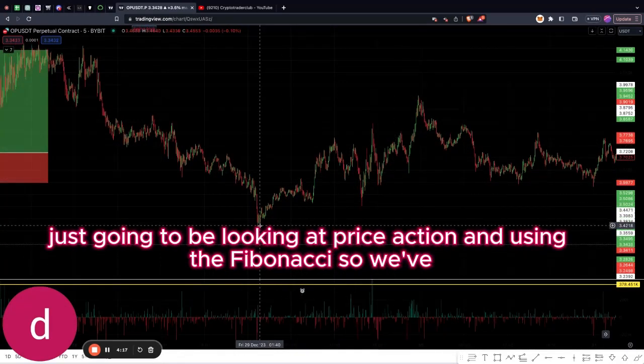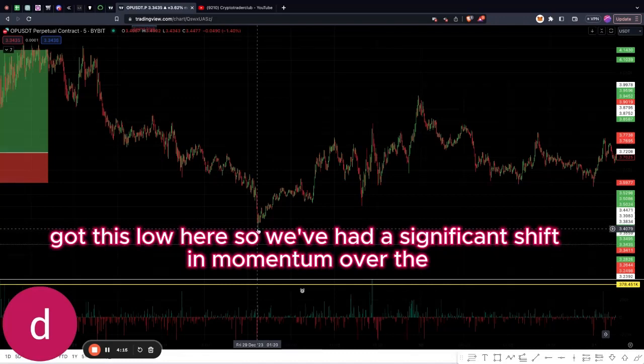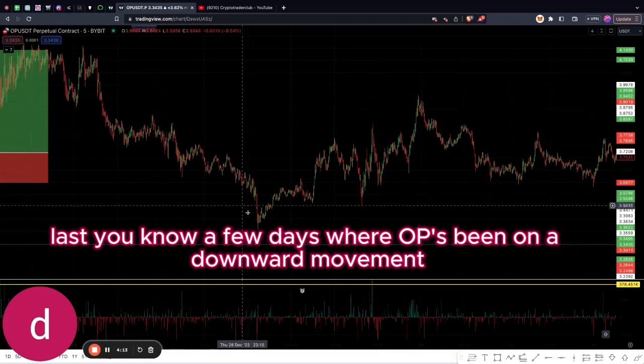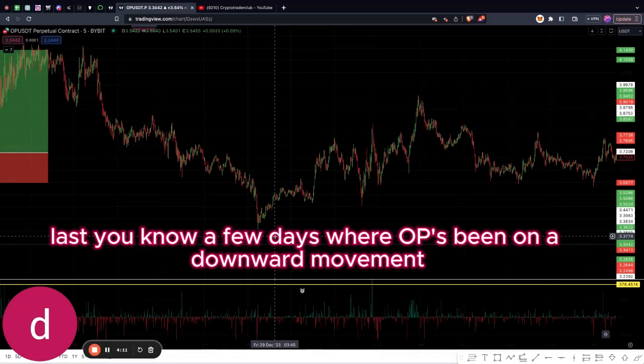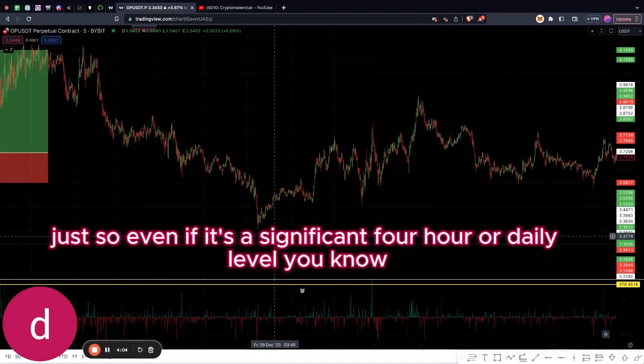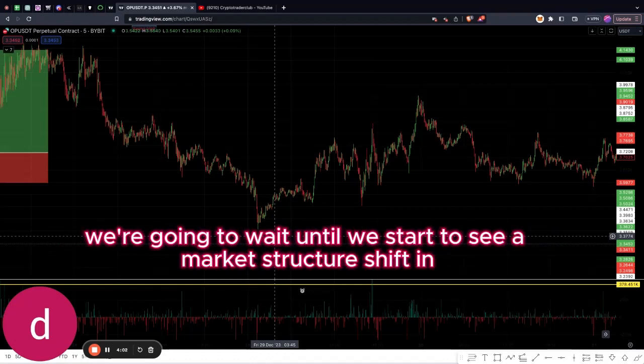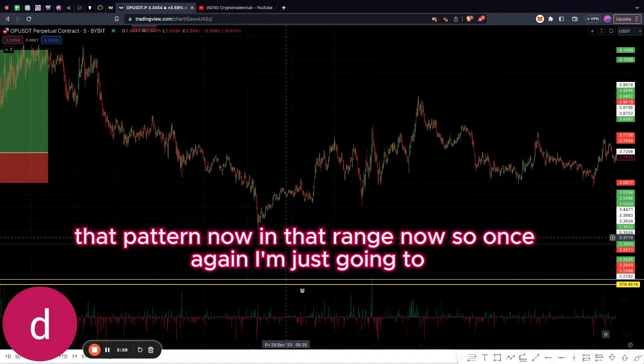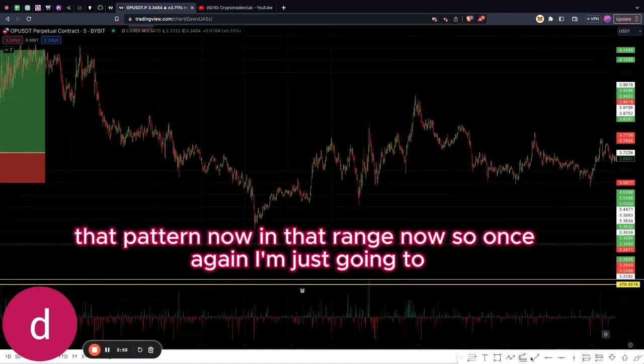So we've got this low here. We've had a significant shift in momentum over the last few days, where OP's been on a downward movement, and we're not going to ever blindly enter. We're not going to enter even if it's a significant 4-hour or daily level. We're going to wait until we start to see a market structure shift in that range. So once again, I'm just going to draw this for you.